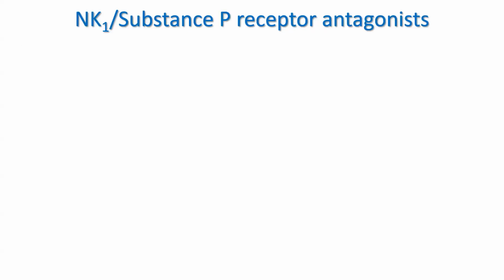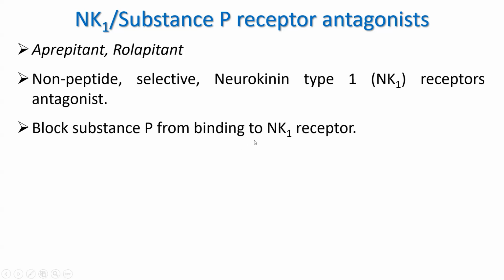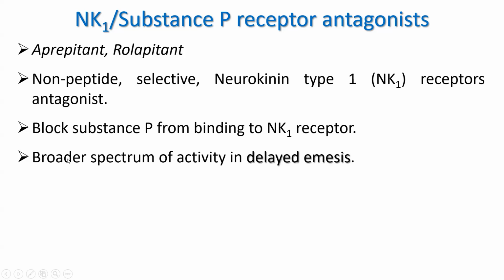Probably the last one, neurokinin 1 or substance P receptor antagonists. You have two drugs, aprepitant and rolapitant. If you just remember aprepitant, that should be enough. It's a non-peptide selective neurokinin type 1 receptor antagonist, which blocks substance P from binding to the neurokinin 1 receptor, with a broader spectrum of activity in delayed emesis.